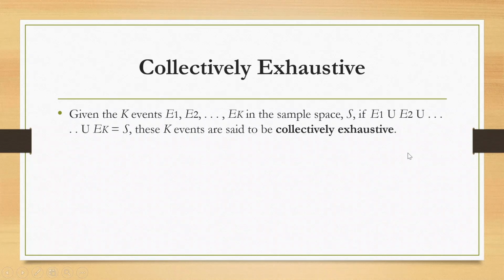And what do we mean by collectively exhaustive? Given the k events E1, E2, and so on, Ek in the sample space S, if E1 union E2 and so on union Ek equals S, or constitutes our sample space, these k events are said to be collectively exhaustive.